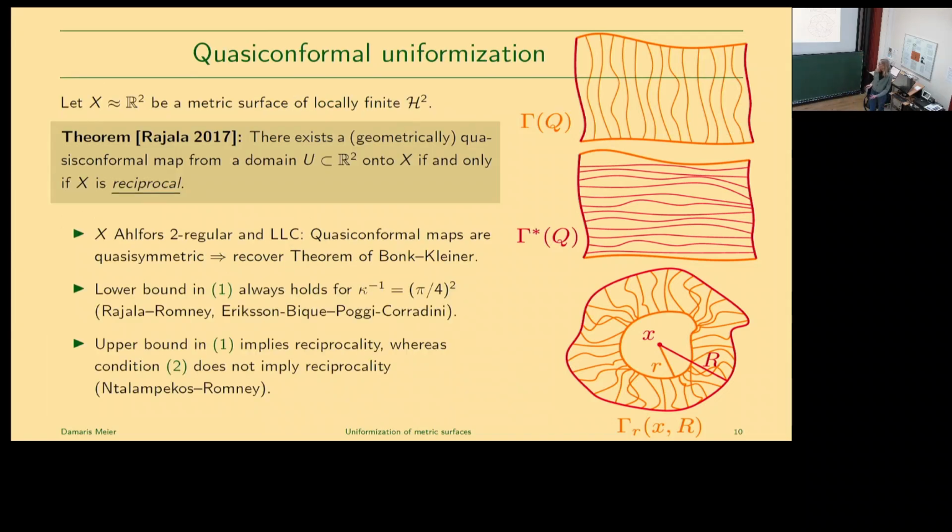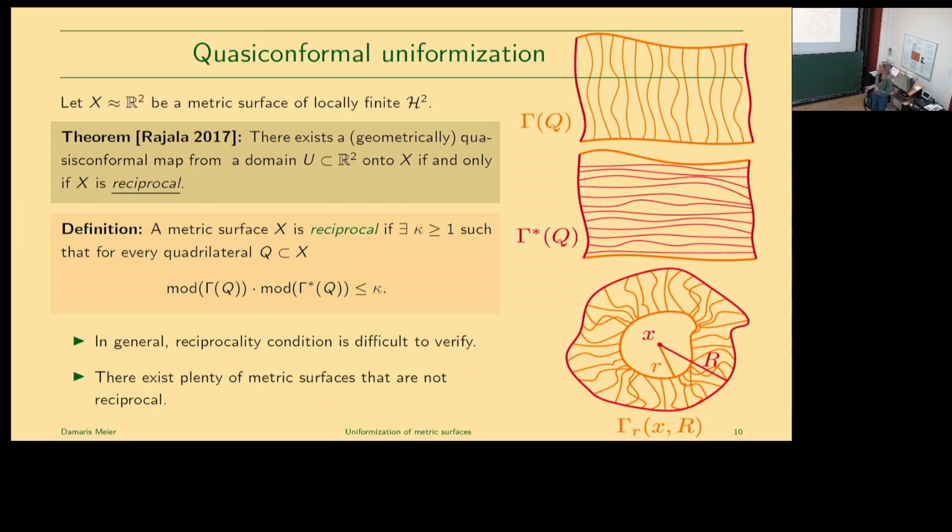Yes. So in particular, what we could do is define reciprocality as having this one upper bound of the product of these moduli of curve families. But just to mention, in general, it's very hard to verify whether a given metric space is reciprocal or not. So we have these two conditions, or some conditions that imply it, but in general it's very hard.